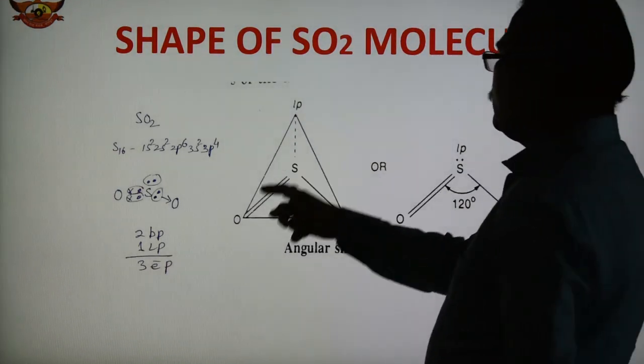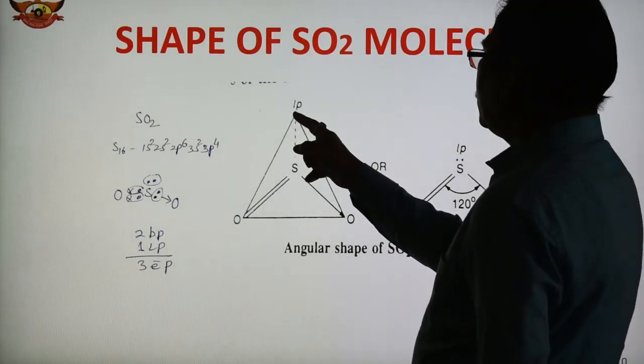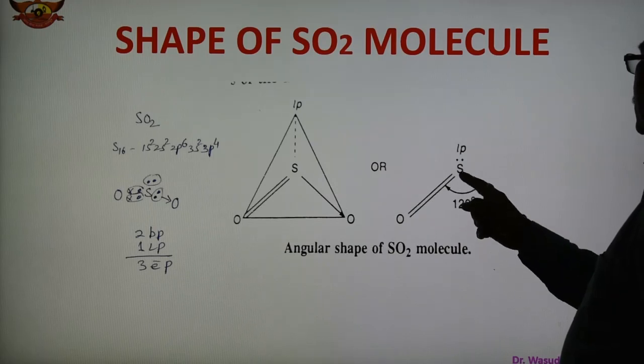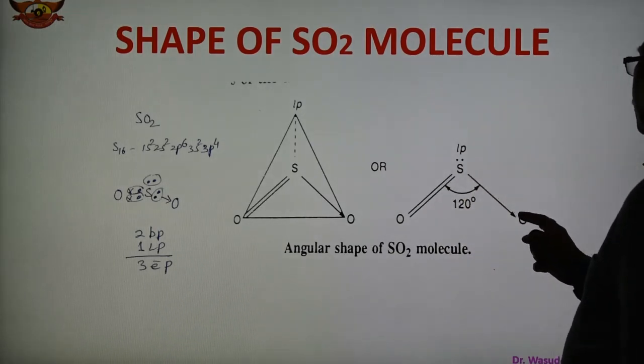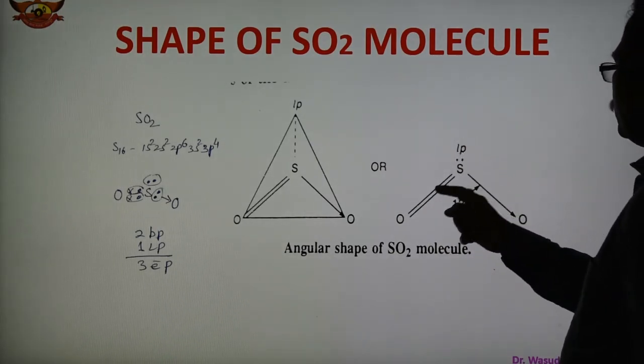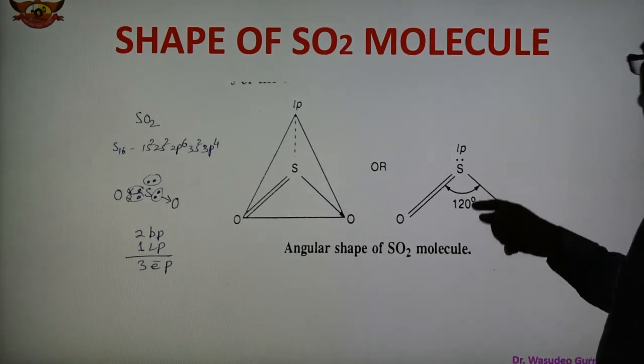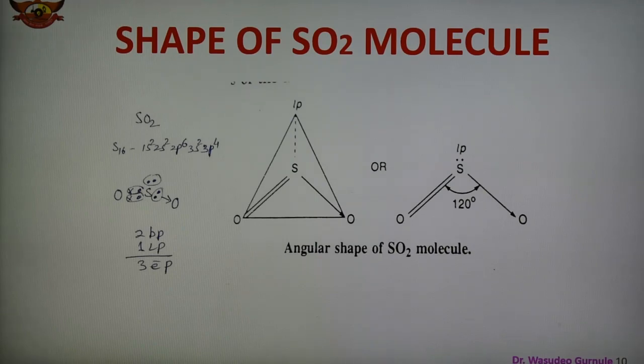Therefore the shape is trigonal planar again, but 1 is a lone pair, and therefore the shape may also be shown in this way. That is, this is the double bond, this is the dative bond, and this is the lone pair. So this shape is also considered bent shape or angular shape or V shape of the SO2 molecule. So we can say that this shape is a V shape structure of the molecule, and therefore SO2 is a bent shape or angular shape shown in the figure.